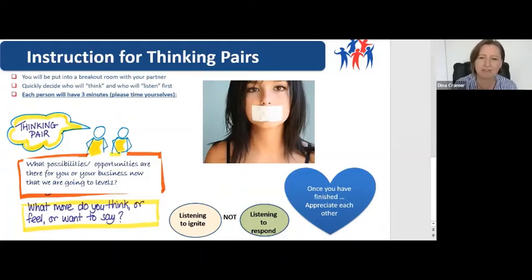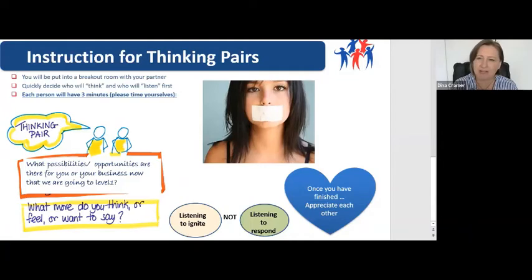So what we're going to ask you to do, you're going to go into a breakout room. The person who's going to think first, you're going to very quickly decide who's going to think first. The person who's going to think first is going to think about this question. What possibilities or opportunities are there for you or your business now that we're going down to level 1? So I would actually suggest you take a picture of this slide so that you know what the question is.